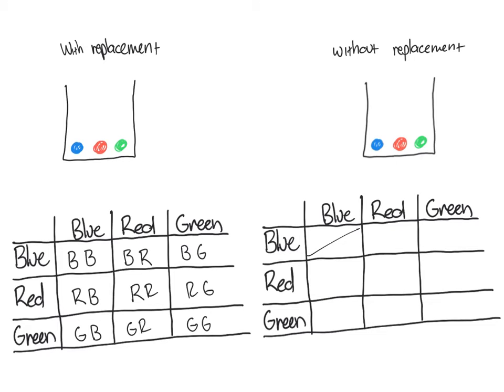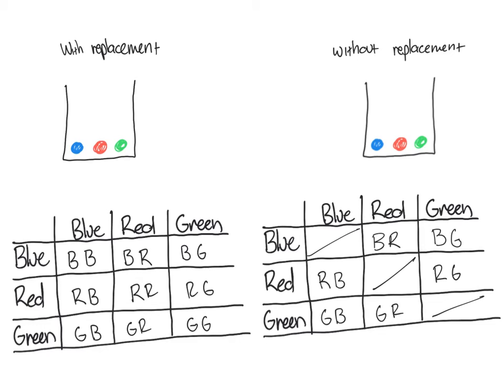What about blue first and then red? Yep, that's definitely possible, blue and red. So let's write that in our table. Blue and then green, yes, that's possible. Blue and then green. And then we do the same for the rest of the table, making sure that for events that aren't possible, for example getting a blue and a blue the second time, even though you don't put it back in, we don't fill that one in or we put a line through it.